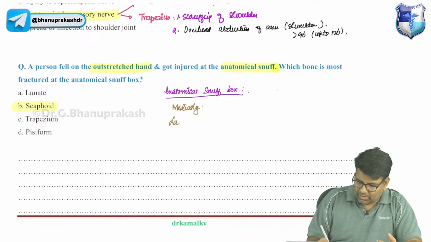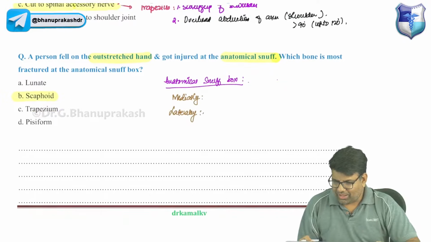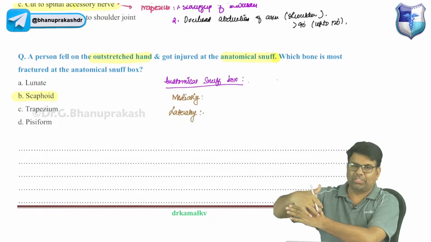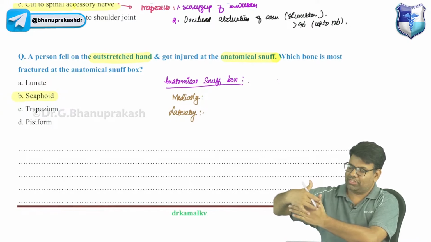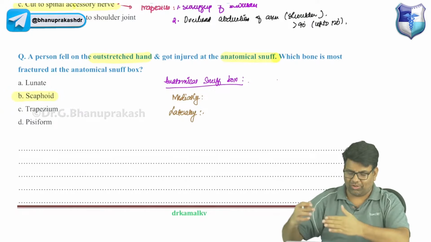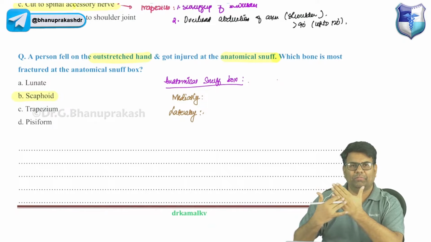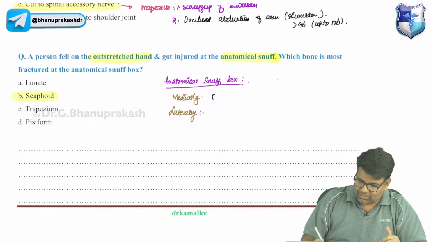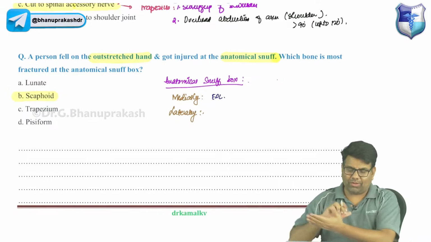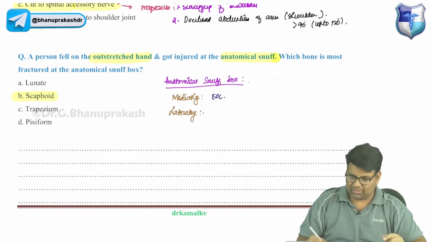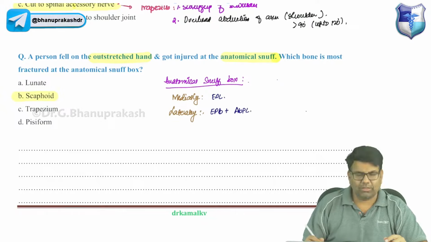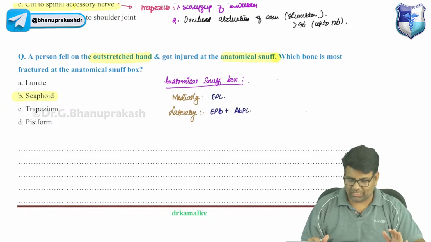Medially, laterally. You are absolutely right. Medially it is extensor pollicis longus, right? This tendon is extensor pollicis longus. See here, the prominent tendon is extensor pollicis longus, and this is medial, so just make sure that you mark it right. And laterally you have two tendons: one is extensor pollicis brevis and the other is abductor pollicis longus. So these are the boundaries of the anatomical snuff box.